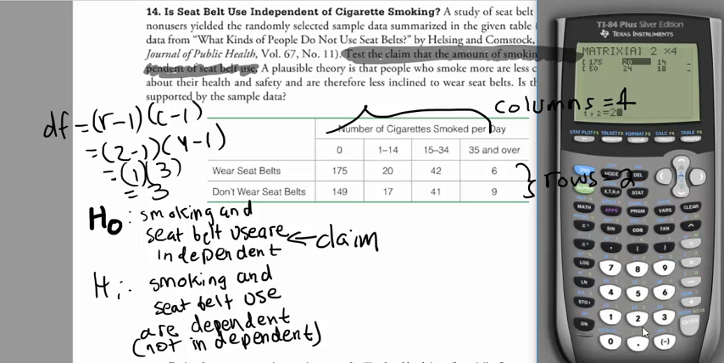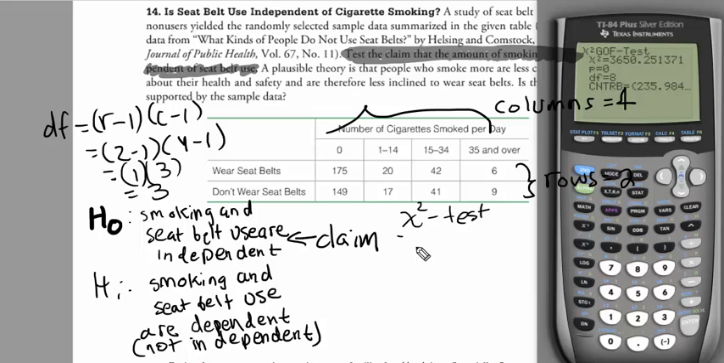175, enter, 20, enter, 42, enter, 6, enter, 149, enter, 17, enter, 41, enter, 9, enter. So make sure that you have a 2 by 4 table or a 2 by 4 matrix in your calculator, and all of the numbers are entered here. Now press second and then quit. Now, even if you didn't have the GOF test in your calculator, you should have this next one in your calculator, and that's going to be the chi-squared test.